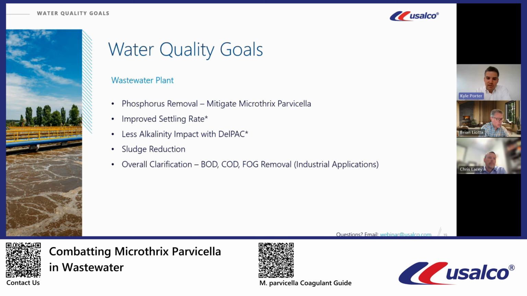So if we can use something like that PAC, which has almost half, if not a third, of the pH and alkalinity demand of your ferric or alum, that's going to give you much better results, and you're going to need less caustic or lime, et cetera, to resupplement your plant for proper nitrification.